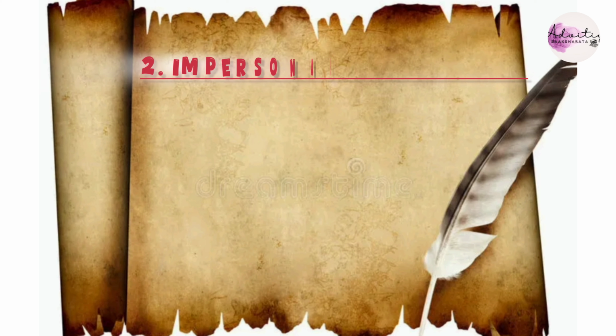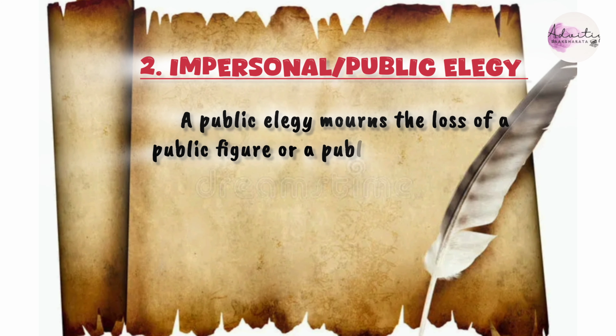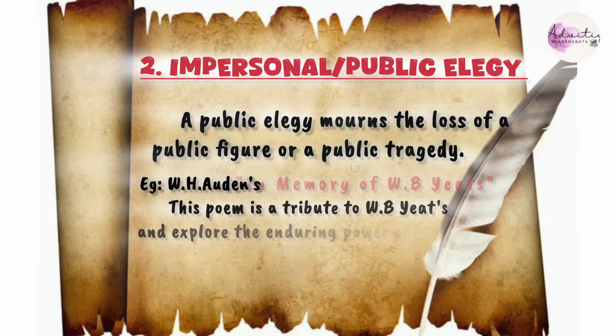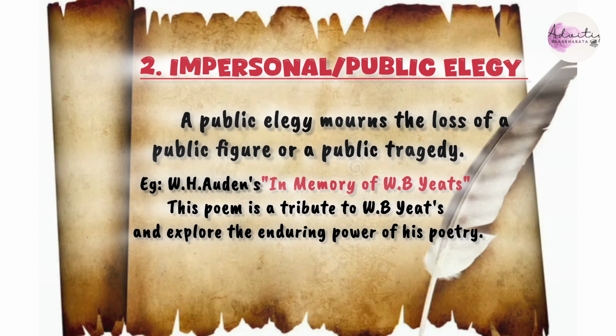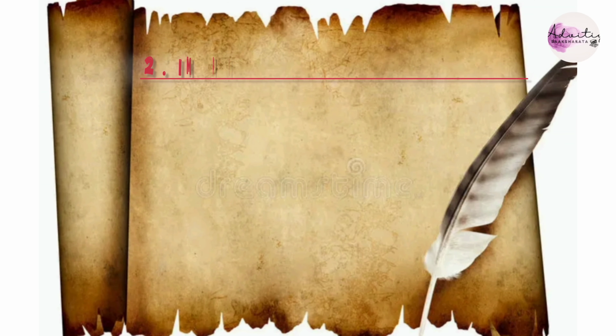On the other hand, an impersonal elegy is a lament for a public figure or a collective loss. If a poem is mourning a national hero, a leader, or a tragic event that affected a community or a nation, you're probably looking at a public elegy or an impersonal elegy. The best example would be W.H. Auden's In Memory of W.B. Yeats. Here the poem is a tribute to W.B. Yeats and explores the enduring power of his poetry.